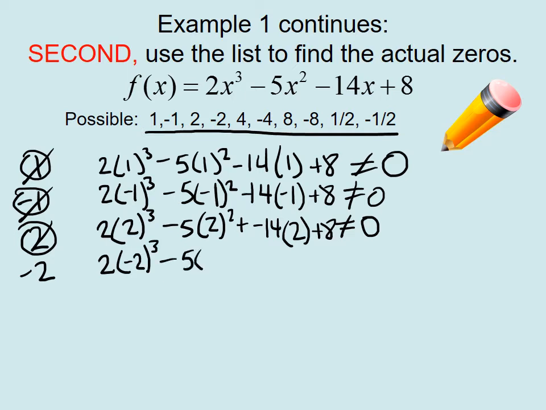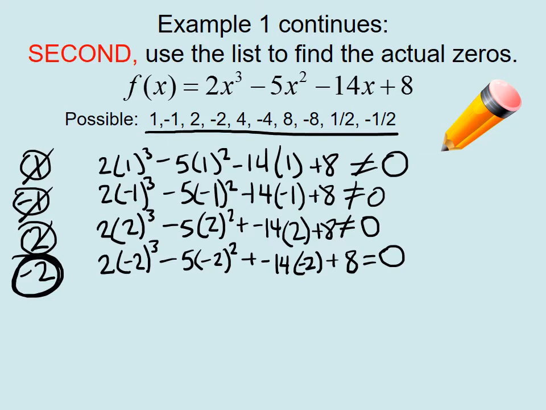Notice that the signs will make a difference because cubing a negative versus squaring a negative is going to give me a different sign. Oops, that should be a -2. If we plug all of that in, we do end up with 0. So definitely make sure that when you plug that in your calculator, you are getting 0. So -2 is a factor.